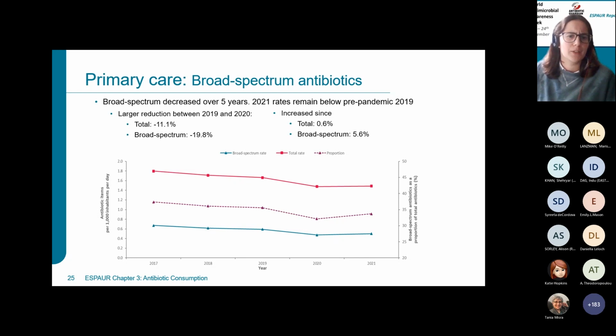And then, as you can see in the graph, looking from 2020 to 2021, broad spectrum subsequently saw a slightly bigger increase. So they increased by 5.6% versus the 0.6% that total antibiotics saw. For both total antibiotics and broad spectrum antibiotics, prescribing rate is still below 2019 levels though. Next slide, please.